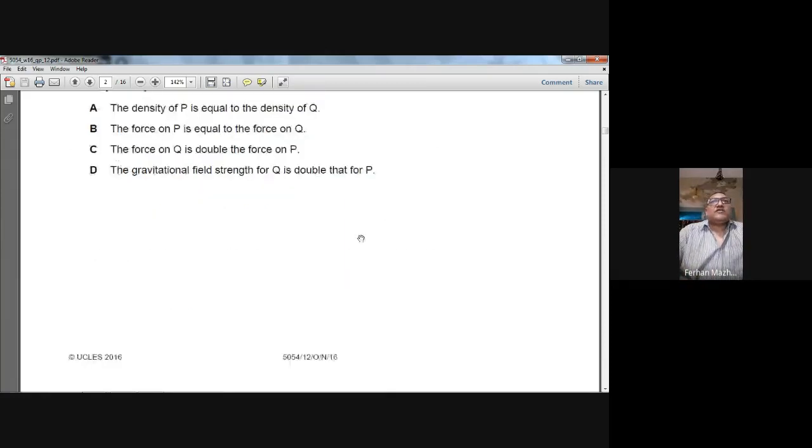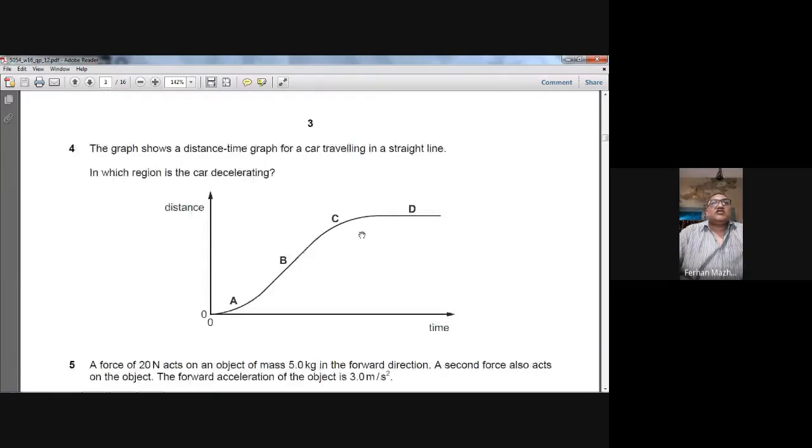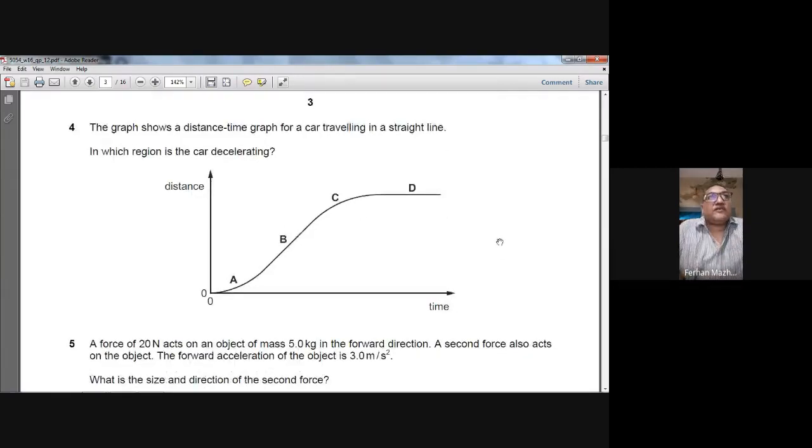Okay, so we are moving to the next question. On your screen you can see question number 4. The graph shows a distance-time graph for a car traveling in a straight line. In which region is the car decelerating? So the slope of this graph, which is a distance-time graph, is basically showing you the speed of the object.